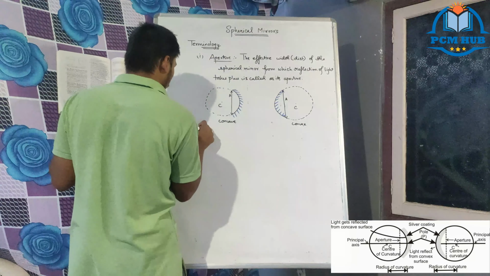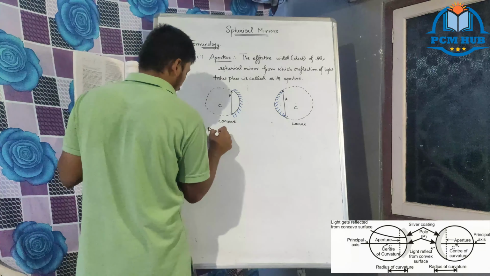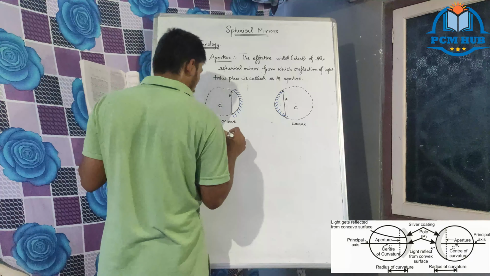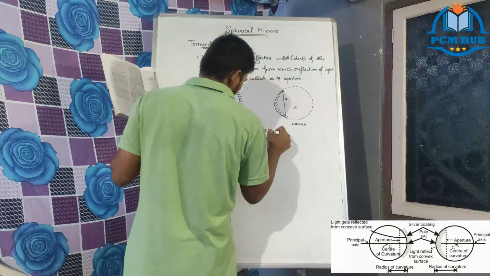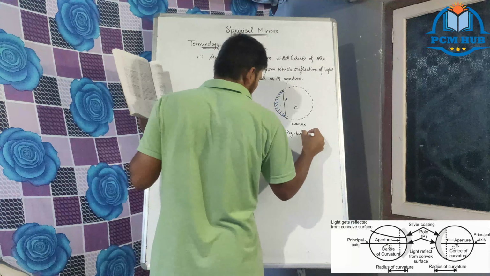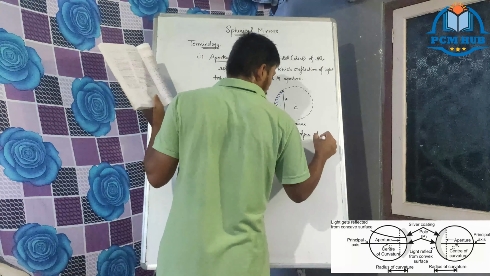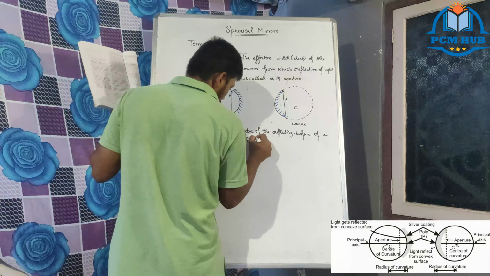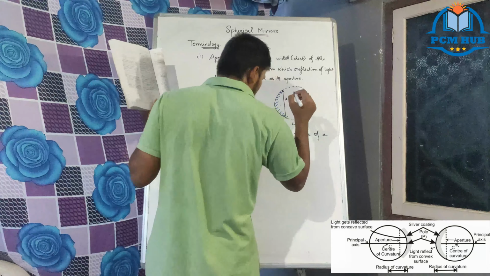Second term is pole. What is this pole? The center of the reflecting surface of a spherical mirror is called its pole. The center of the reflecting surface of a spherical mirror is called pole. So how to identify the pole?